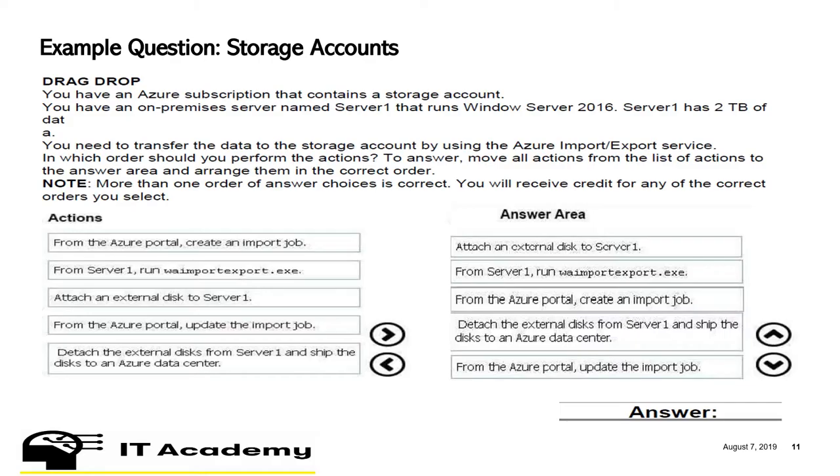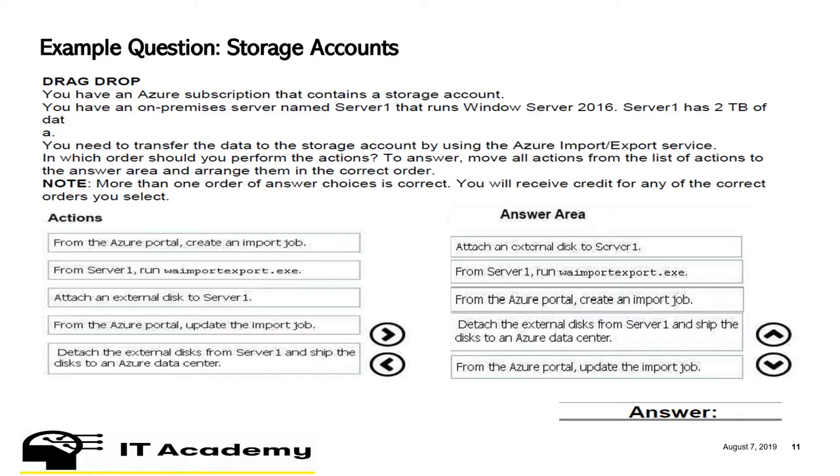Then what we do is we go into the Azure portal and we create an import job in there. What that's going to do is create a record of the import job and make sure Azure is expecting it. Then, once we've copied the data across, we then detach the external disks from Server 1 and ship the disks to the Azure data center. What we then do is go into the Azure portal and update the import job, and that should tell Azure that it's being shipped and that the Azure engineers should be ready to collect it.